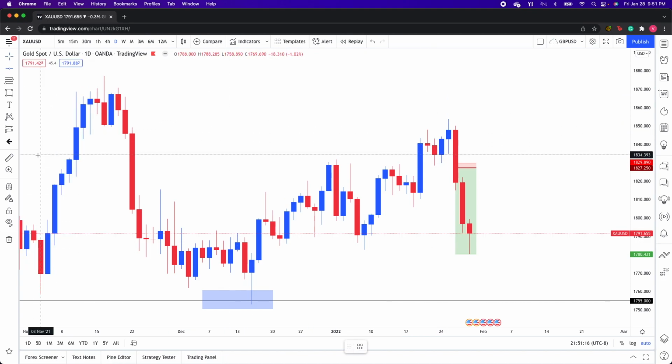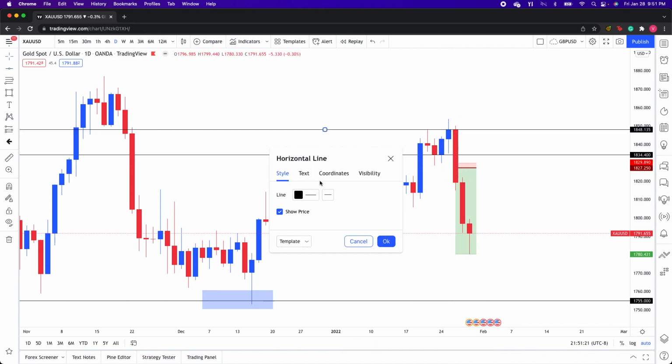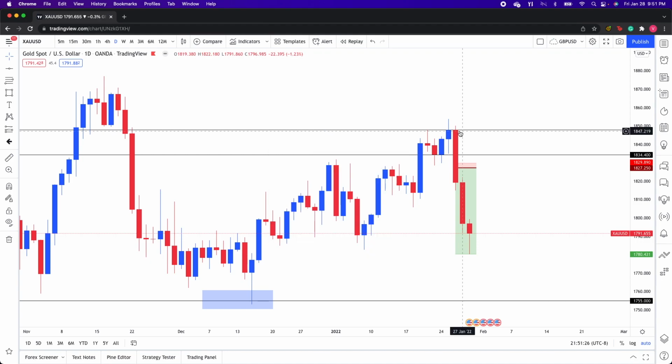The next area that I'm going to mark off on the daily time frame is going to be this resistance right here at 1848. So that's the daily resistance that we were seeing at the moment that day when we were looking at the charts, and then finally when price pushed down, we were able to take a trade.